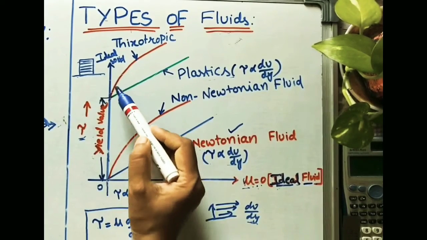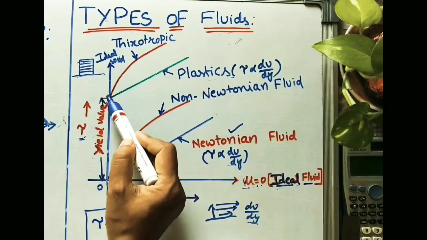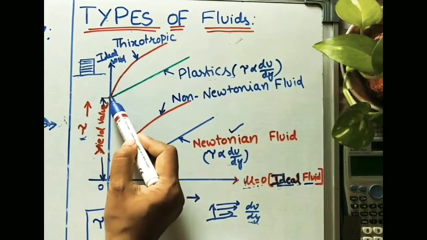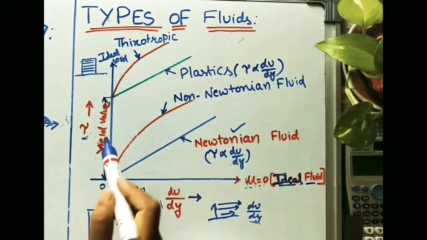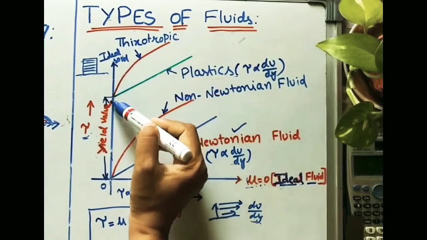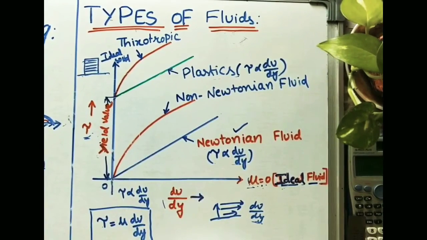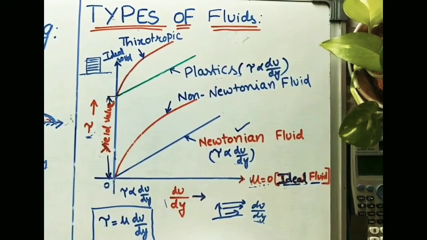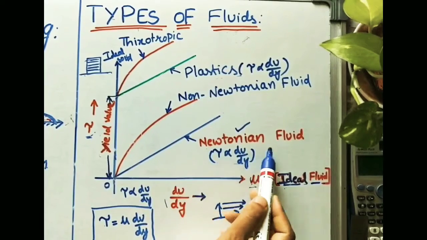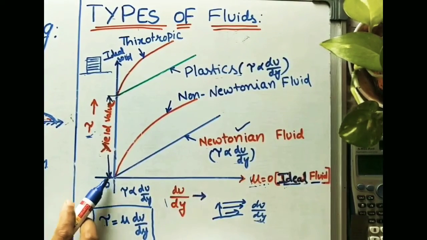Similarly for this one, thixotropic fluids, after some yield value, after some initial shear stress value, the shear stress is not proportional to shear strain. It shows in a curved form. Okay, so this is called thixotropic fluids. So this is a graph explaining different types of fluids. In our syllabus, we are dealing with Newtonian fluids. Okay, so in exams, it is very important.